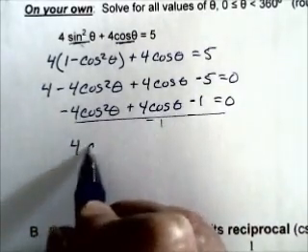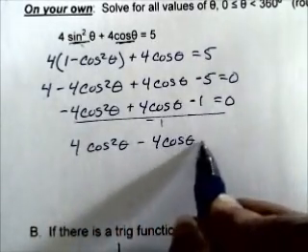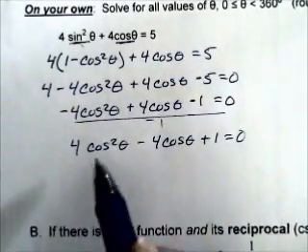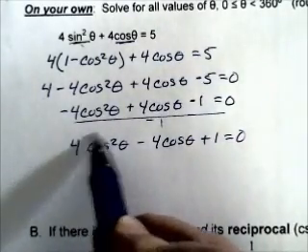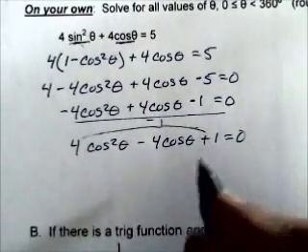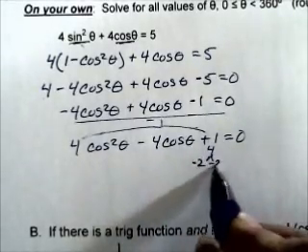So we have 4 cosine squared theta minus 4 cosine theta plus 1 equals 0. And I'll always attempt to factor it if it is factorable. If not, then I'll resort to the quadratic formula. 4 times 1 is 4. Factors of 4 that add to negative 4 are negative 2 and negative 2.